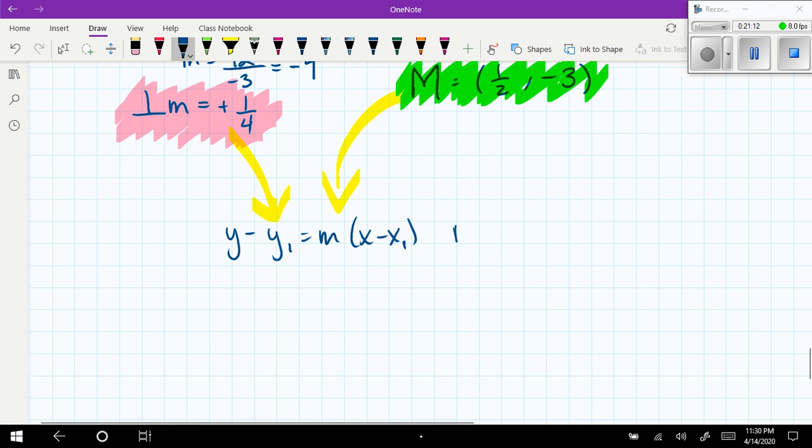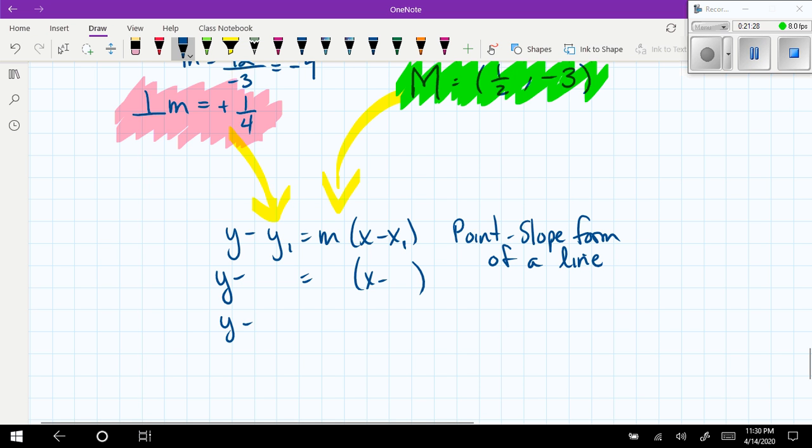Again, this is called point slope form of a line. So you substitute everything except the x and the y. As a matter of fact, I'll leave that just like that, so you'll be able to see that I didn't have it in there originally. My perpendicular slope is 1/4. I'm going to put that in here. And the point that I'm going to use is 1/2 comma negative 3. And I can box this right now.